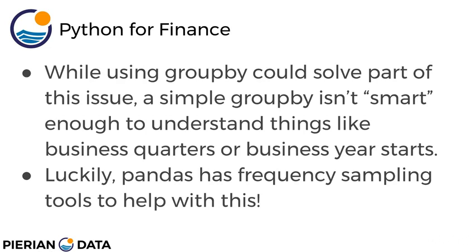Now you may think that using a group by could solve part of this issue. You would just simply do a group by and then group by every 3 months, and that will give you quarterly data. However, a simple group by statement isn't really smart enough to understand things like business quarters or business year starts, or the fact that a business week starts on Monday instead of Sunday, that sort of thing. Luckily, Pandas has frequency sampling tools built into it to actually help with this sort of problem.